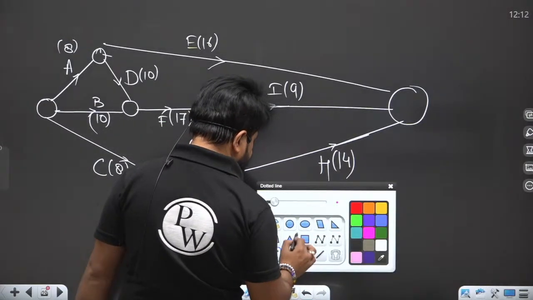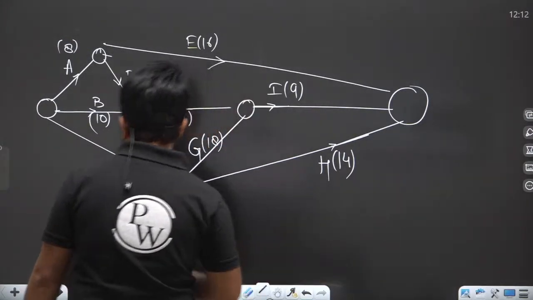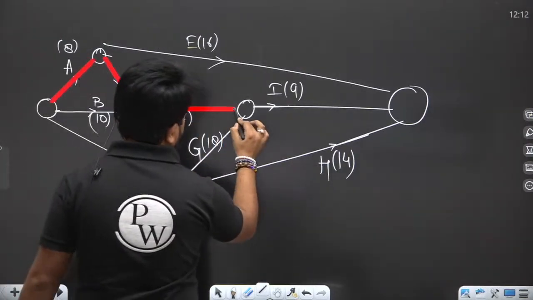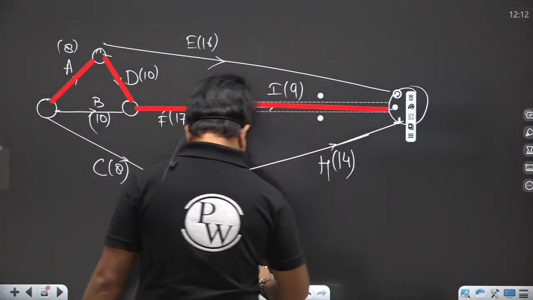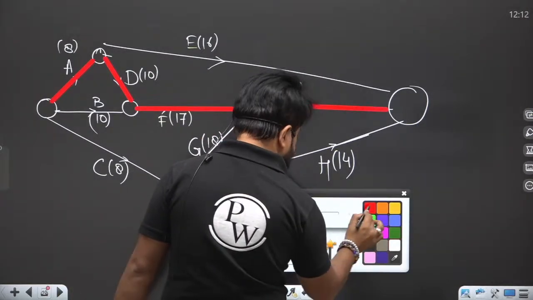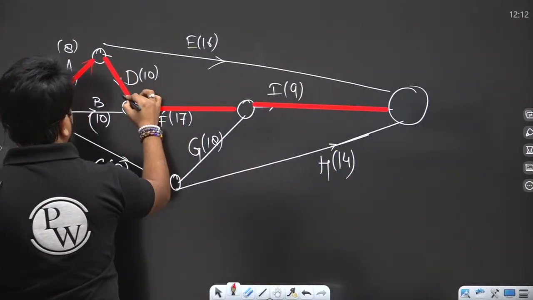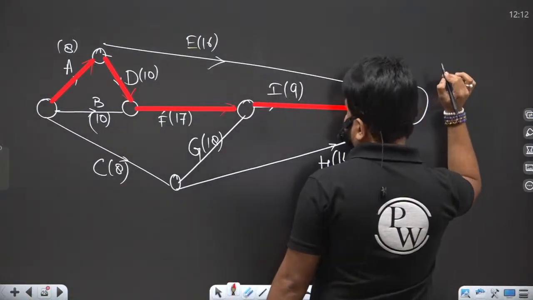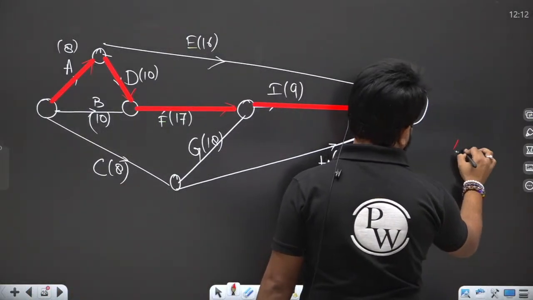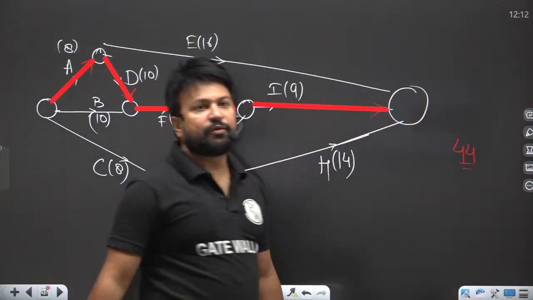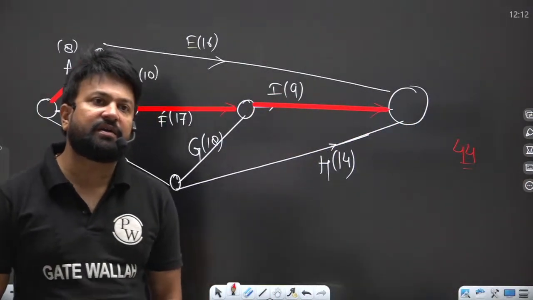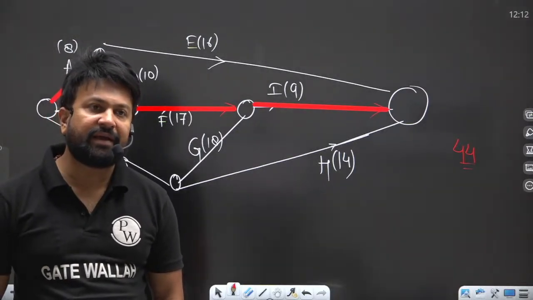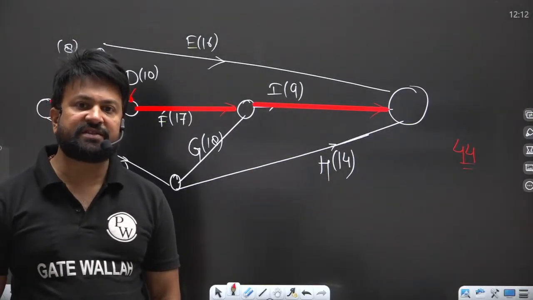So the longest path is what, Harshit? My dear student, what is the longest path here? See here, this is the longest path. Yes or no? This is the longest path, that is 44 days or 44 units. Am I clear or not?